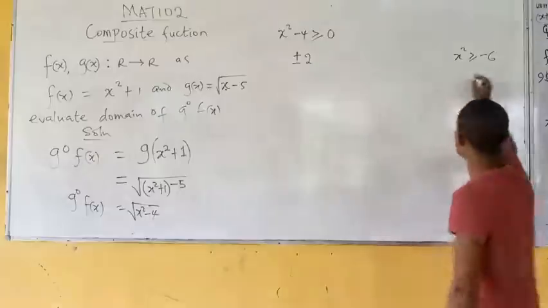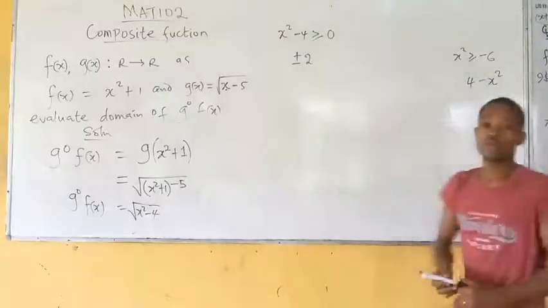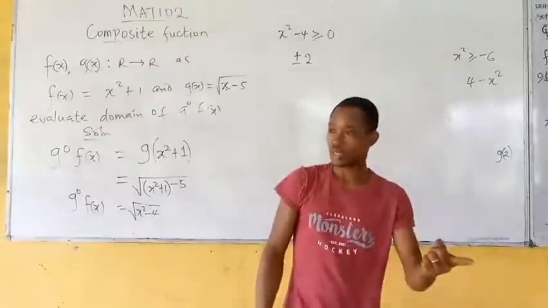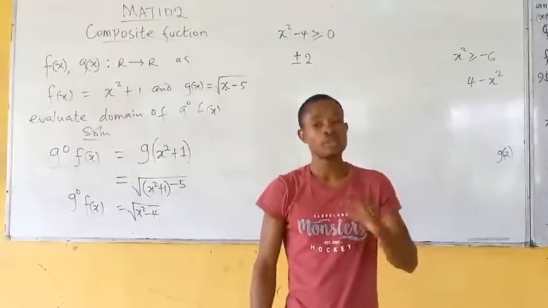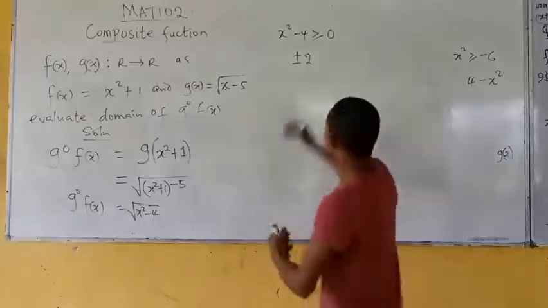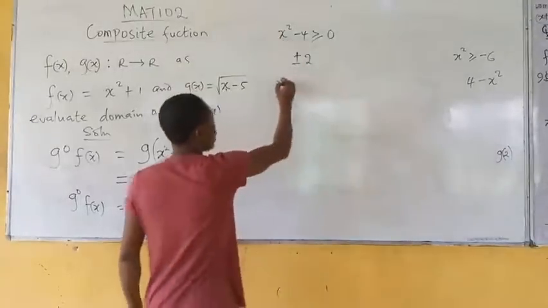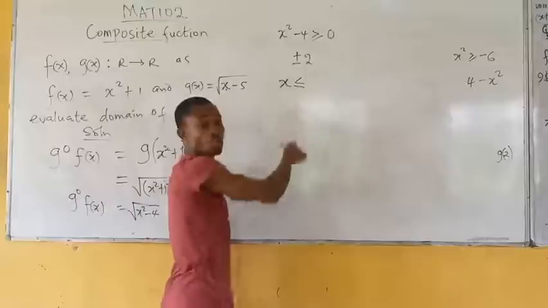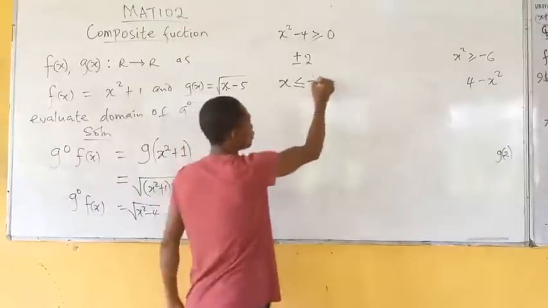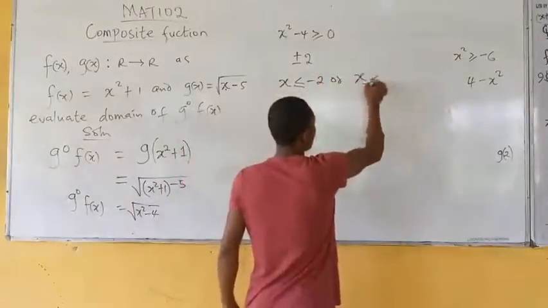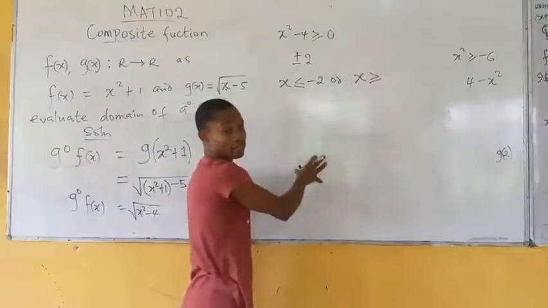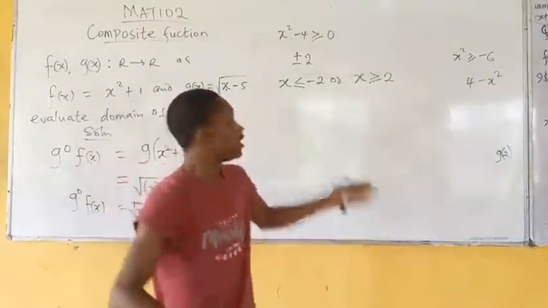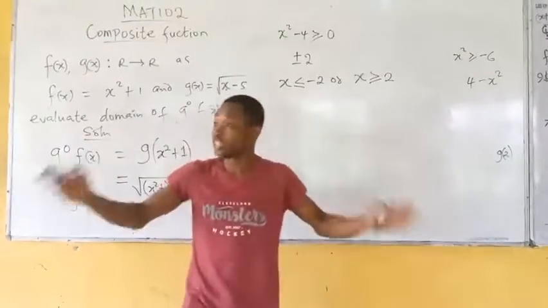Let me ask you now. What if this thing was 4 minus x squared? Which one will carry less than? The bigger one. And which one will carry greater than? The smaller value. Is that okay? So from here, since x squared came first, it means we are going to get x less than or equal to plus 2 and minus 2. Which one is smaller? Minus 2. Or x is greater than or equal to plus 2 and minus 2. Which one is greater? Plus 2. So with this, we can put the domain. You see, if you are to draw the number line of this, which you don't need, is that not so?